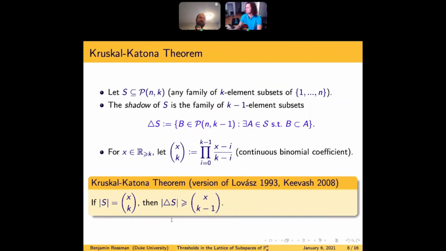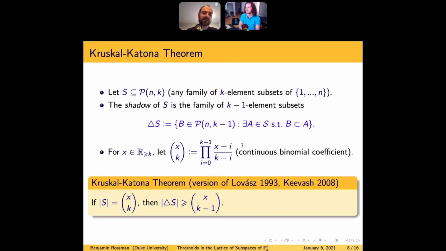Another relevant result in the Boolean lattice, which is actually used in the proof of the Bollobás-Thomason theorem, is a very basic result in combinatorics known as the Kruskal-Katona theorem. Here we consider a family of k-element subsets of n. So we're not looking at a full ideal, just a set of k-element subsets of n.